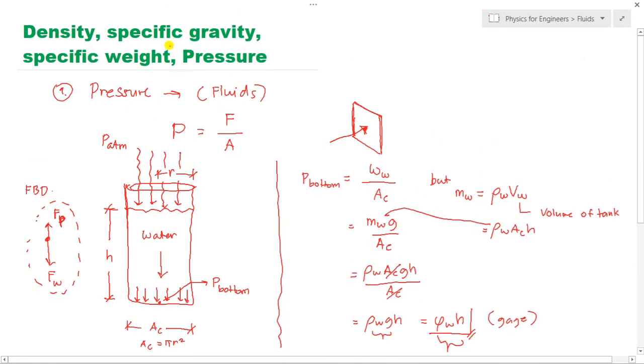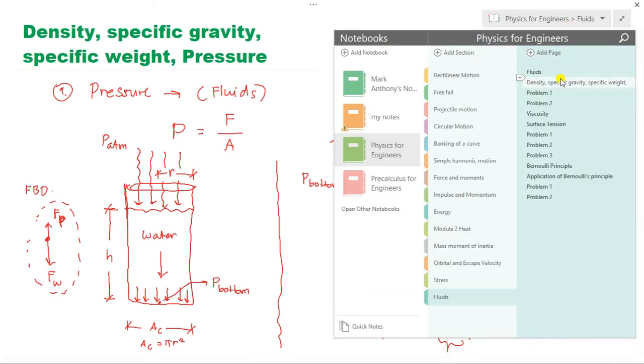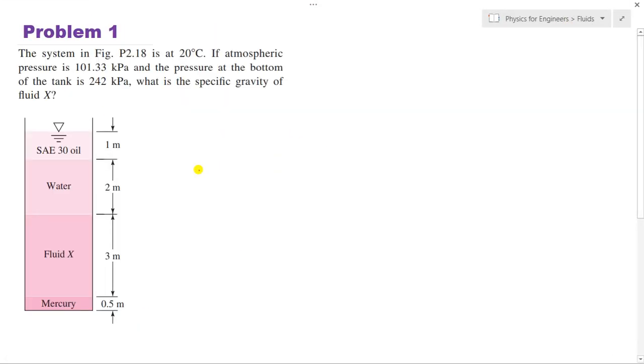Okay, so let's proceed to some examples if there are no questions. Okay, so this is a common problem in fluid mechanics.